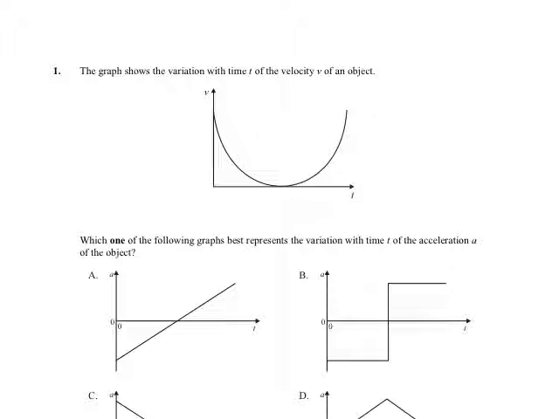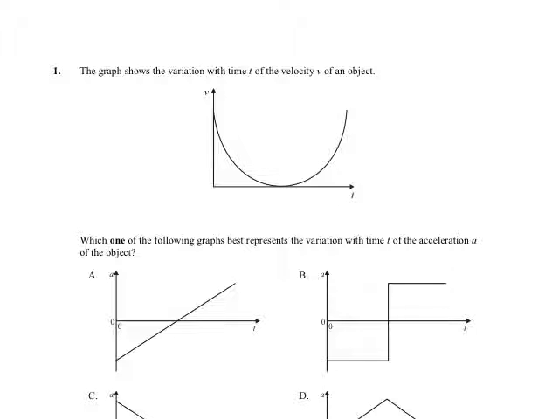We have a graph of velocity over time. And the question is, which one of the following graphs best represents the variation with time t of the acceleration a? The best thing to do with these graph questions is to actually try and answer the question without looking at the answers first. And if you can, then finding the answer will be easy.